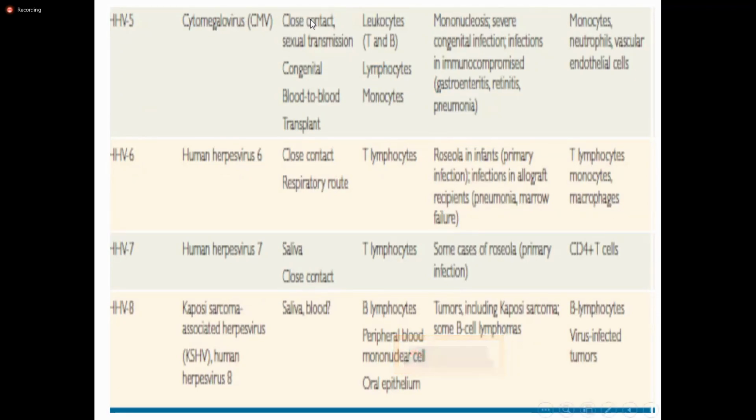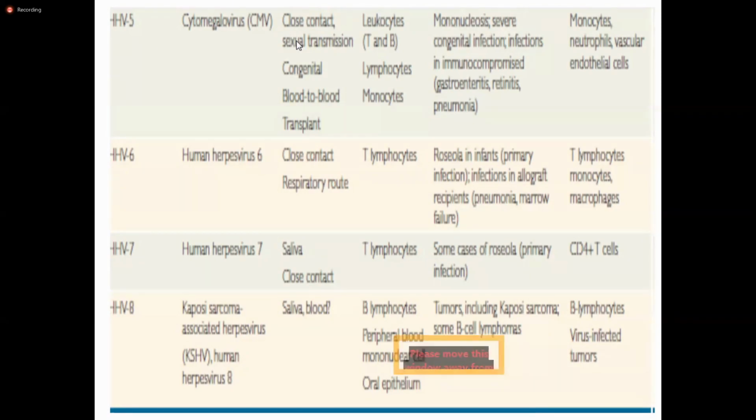HHV5, cytomegalovirus: close contact, sexual transmission, congenital, blood to blood, transmitted via blood transfusion, and can be transmitted by transplant. That is why a transplant patient, before taking the tissue from the donor, should be checked for CMV.